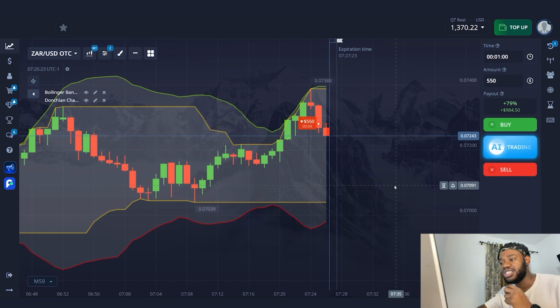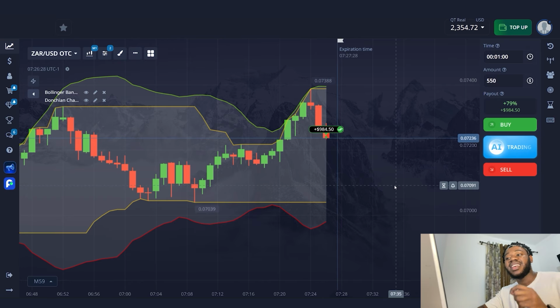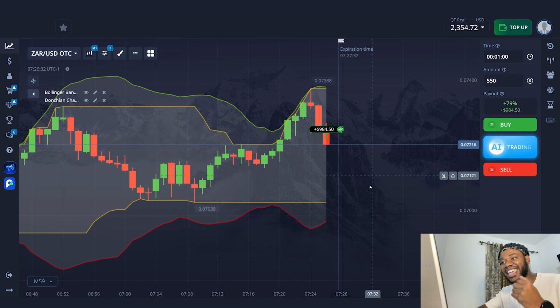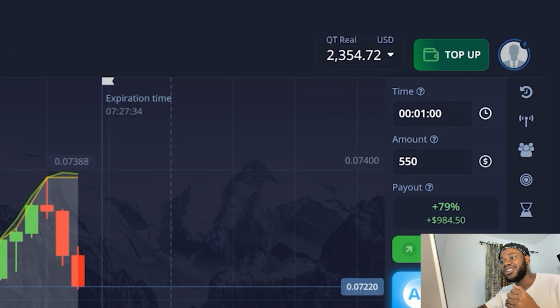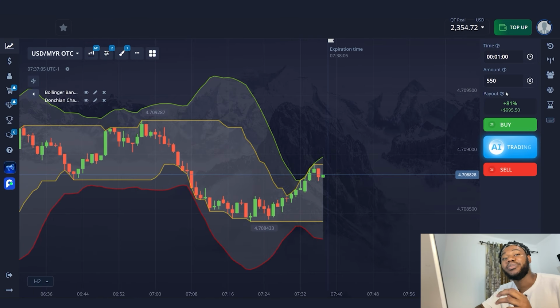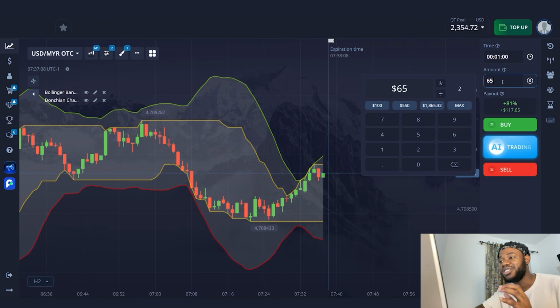Let's see how the price chart will move. The price continued to decline and I got a second profitable trade. The account now has an amount of $2,354. There are still a couple of trades ahead. We are going to continue working. This time the trade amount will be $650. Let's open a trade to reduce the price.